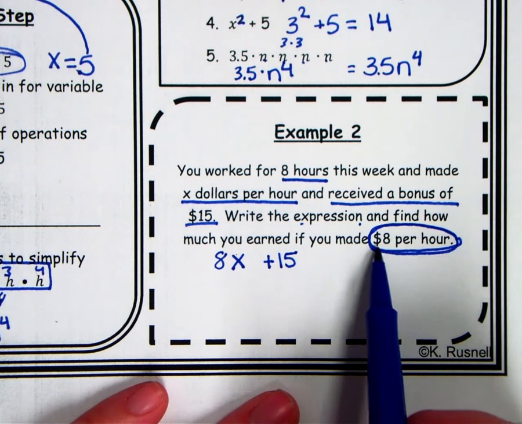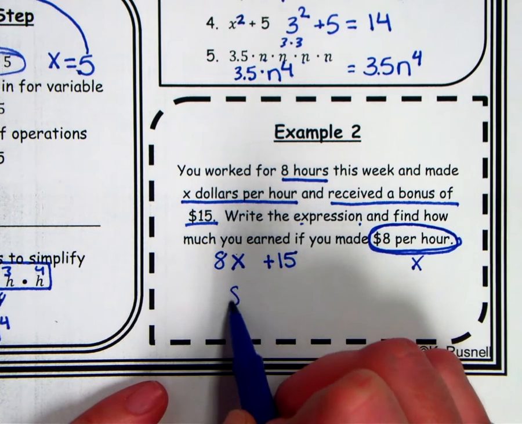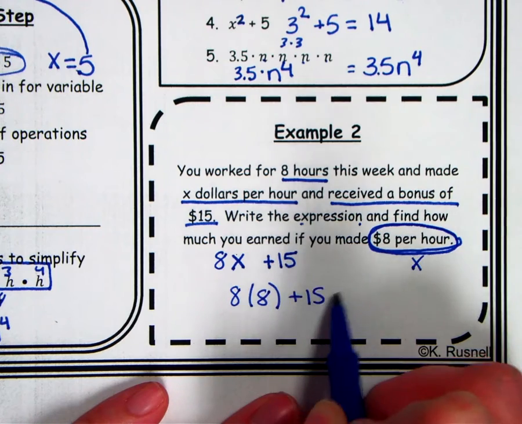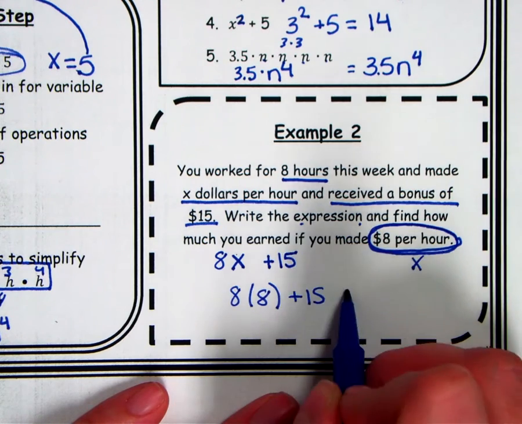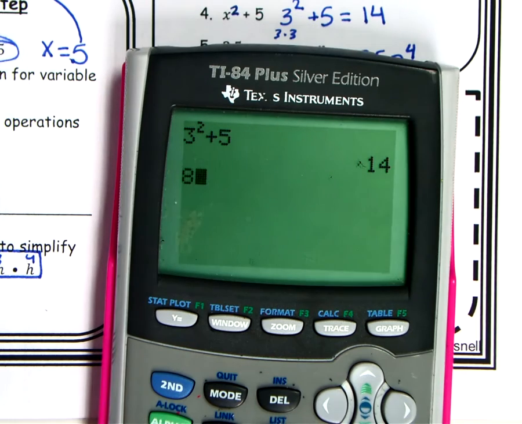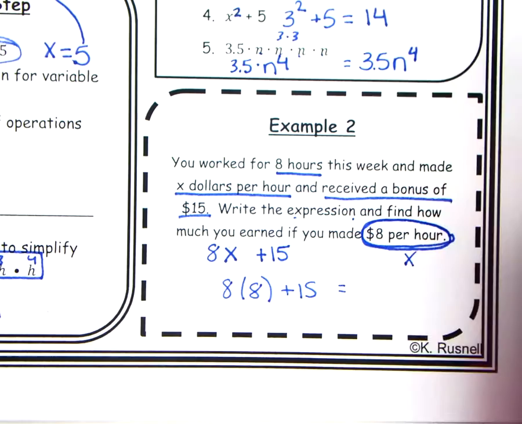Now it says I made $8 per hour. That's really my x value. So I do 8 times 8 plus 15 because I'm plugging that 8 in for the x. And you can again use your calculator if you don't know these. 8 times 8 plus 15. We would have made $79.